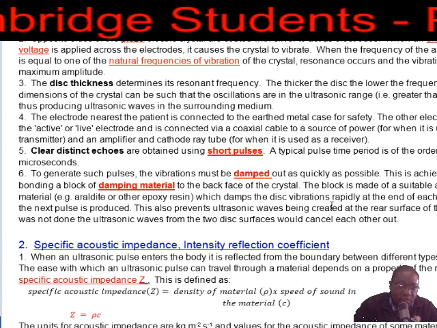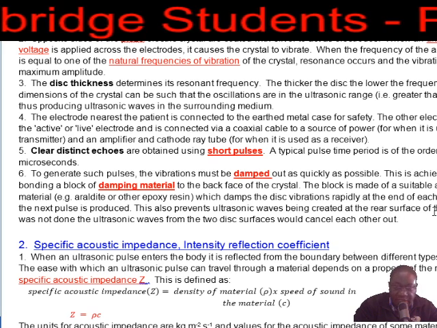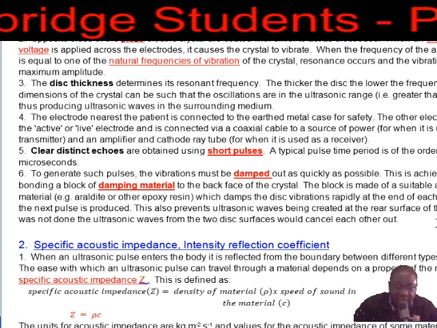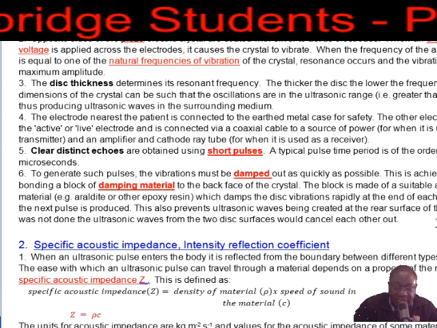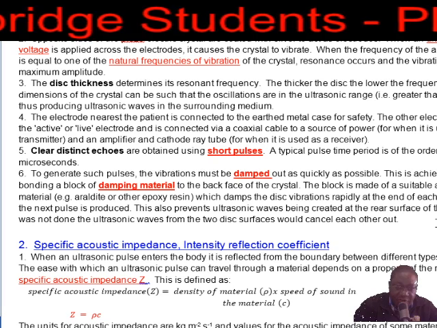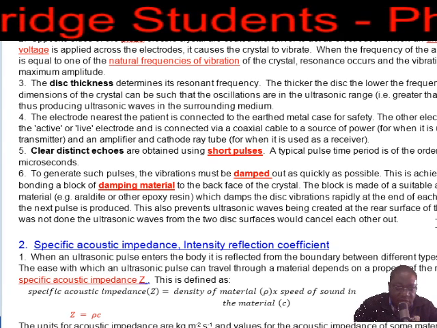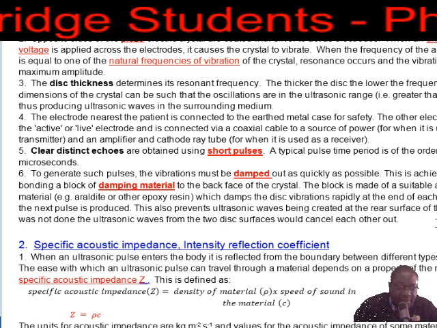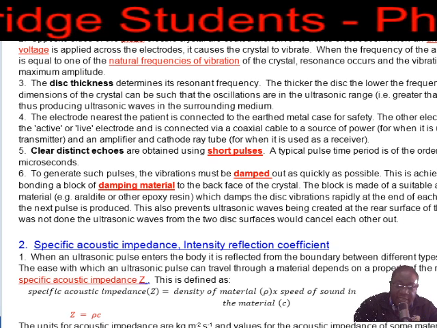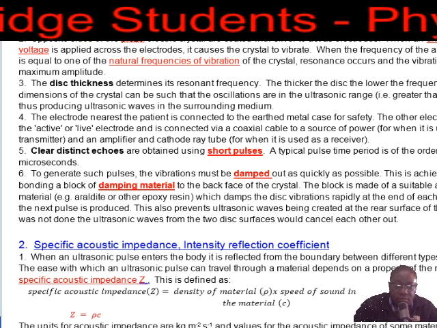This is also to prevent ultrasonic waves being created at the rear surface of the disc. So we make sure that we try and stop the vibrations soon after. Only those vibrations that we need are the ones that reach the patient. But the ones that develop at the back need to be damped so that we don't have any other ultrasonic waves. If this was not done, the ultrasonic waves from the two disc surfaces would cancel out each other and we would end up not having anything. Remember, on interference.